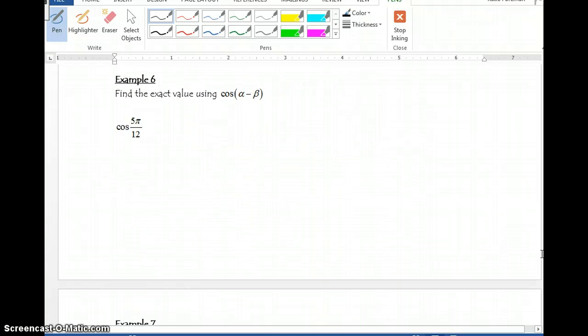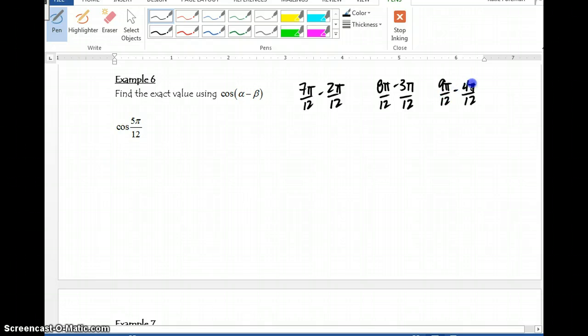Alright, find the exact value using the expansion for the difference of two angle measures. So first we have to list a couple combinations that would give us a difference of 5. So 7 pi over 12 minus 2 pi over 12. Alright, we're going to maintain the common denominator from the original problem. 7 minus 2, 8 minus 3 would give us a difference of 5, 9 minus 4, 6 minus 1.